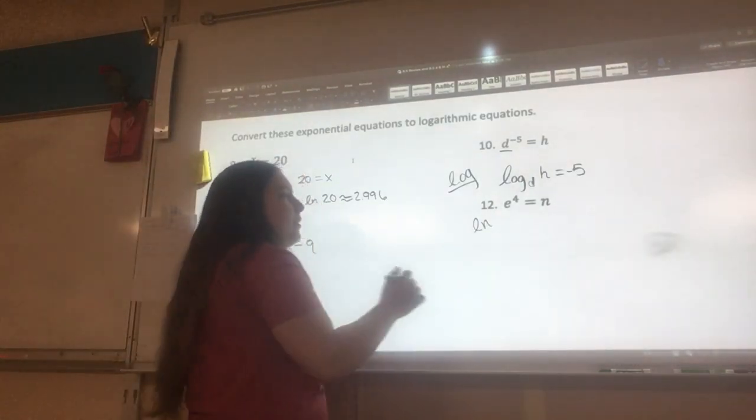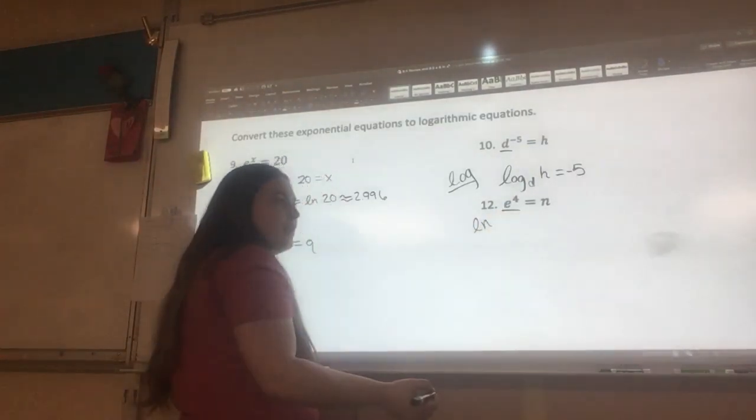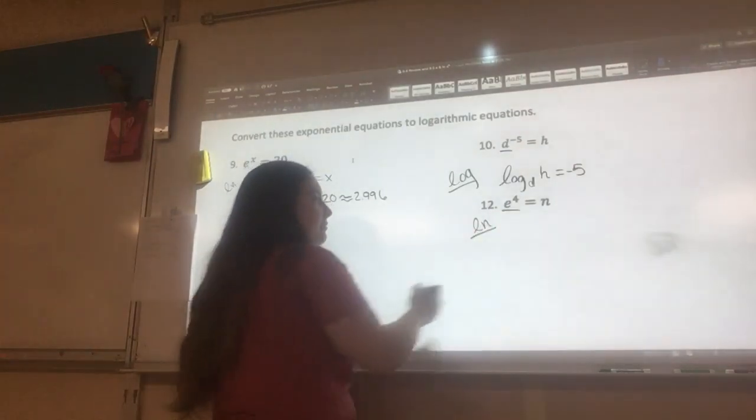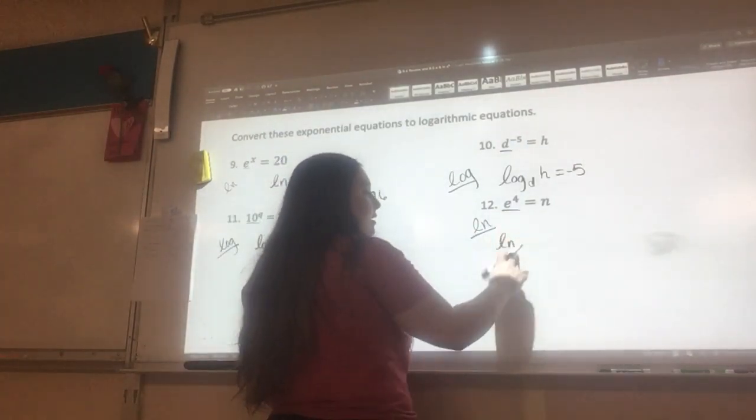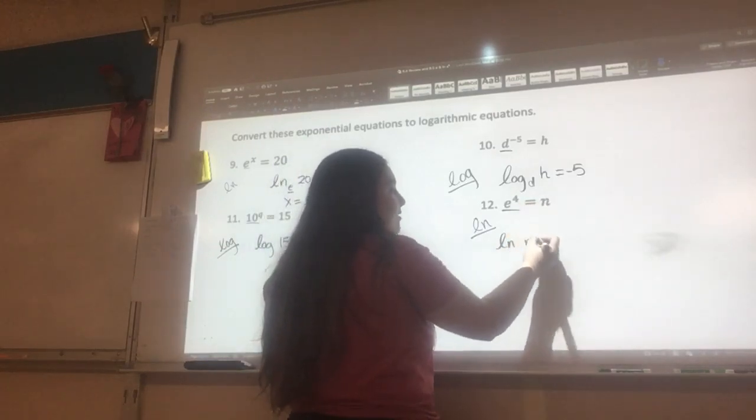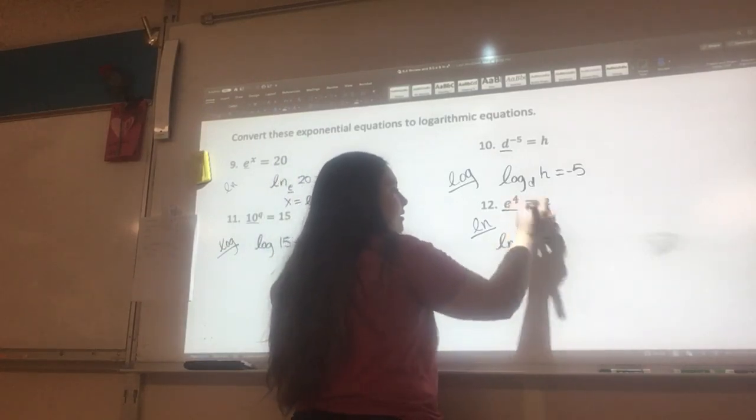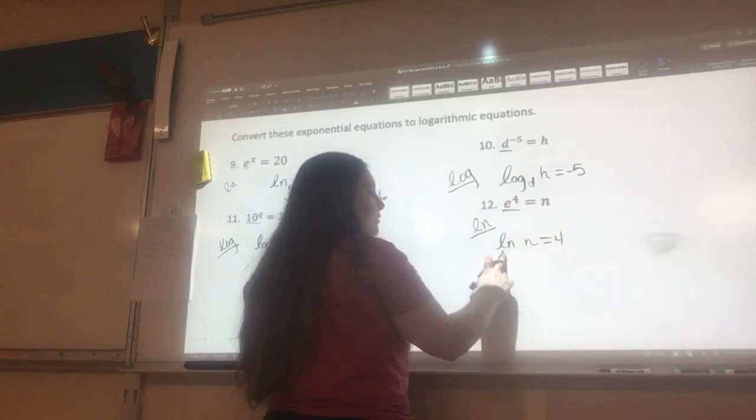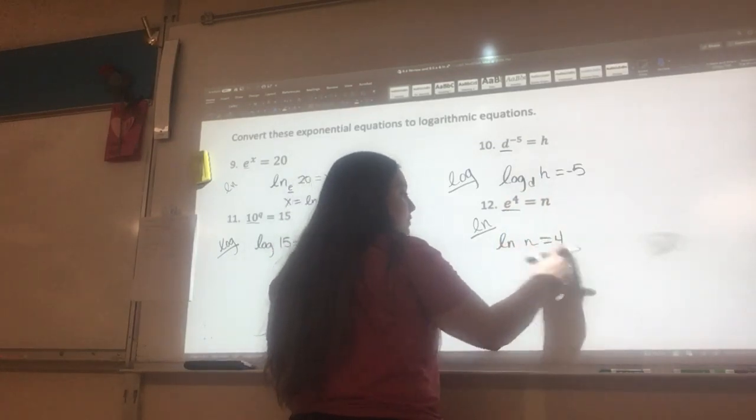Number 12. We have a base of e. Therefore, we must use ln. So ln, invisible base e. We know it has to have another n, because it has to equal our exponent of 4. So ln of n equals 4.